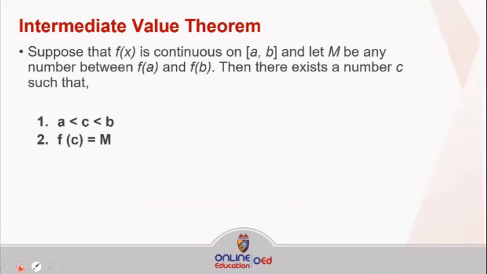For the intermediate value theorem, suppose that f of x is continuous on a and b, and let M be any number between f of a and f of b. Then there exists a number c such that, first, a is less than c and c is less than b, or our value of c is in between a and b. And then the next, number 2, is that f of c is equal to M.